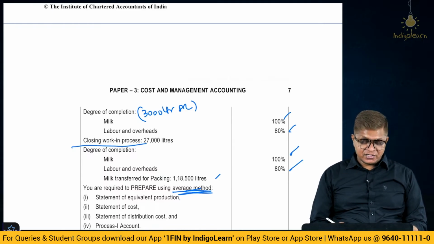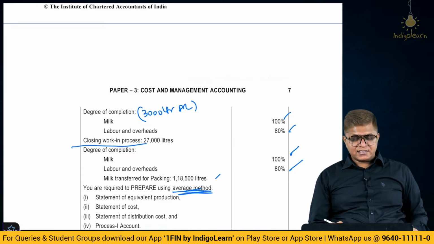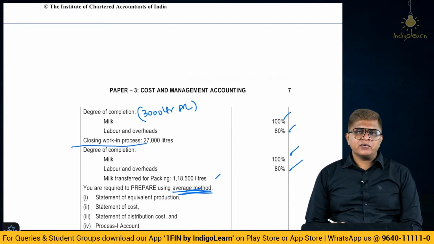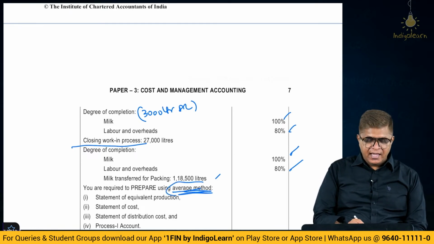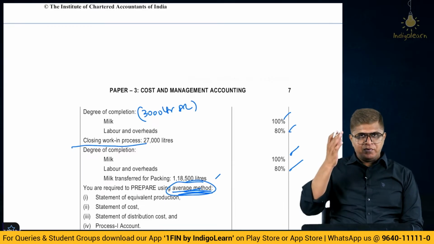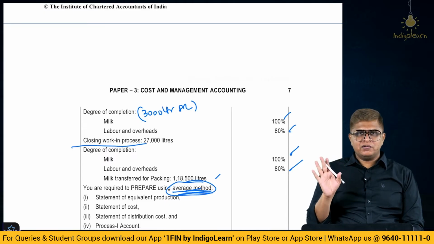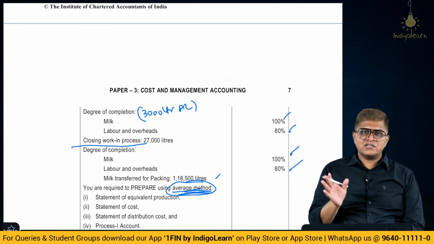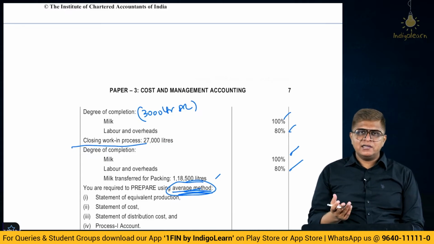You are required to prepare using the average method the statement of equivalent production, the statement of cost, the statement of distribution cost and process 1 account. So, in short, we need to understand how much equivalent units have been produced, and for calculation of this equivalent units, we need to adopt the average method. So, under the average method, we will take the opening stock, we will take whatever has been introduced during the period, that is the total included. We will take how much is the total output, finished units, and adjust for the abnormal loss, normal loss, etc.